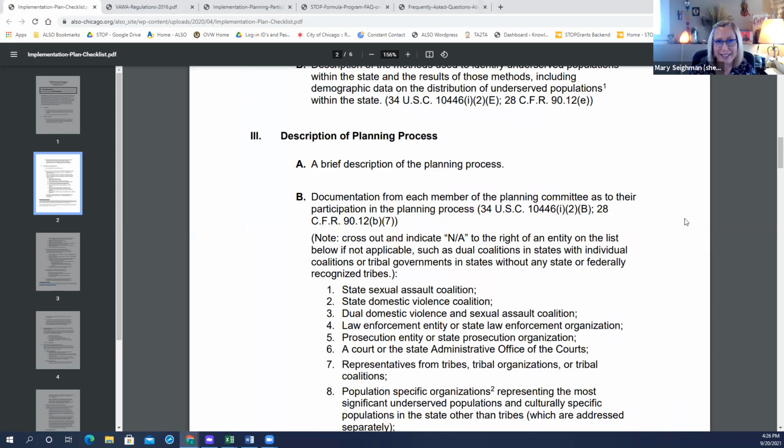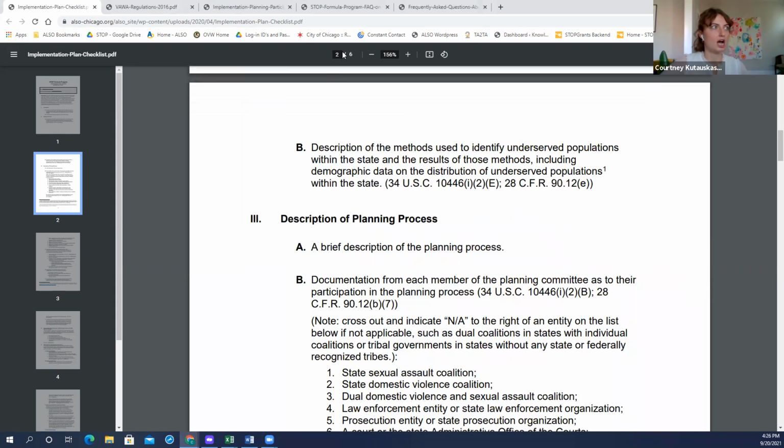Okay, so this is the OVW implementation planning checklist, which I can also put the link to in the chat now, so you all have it.